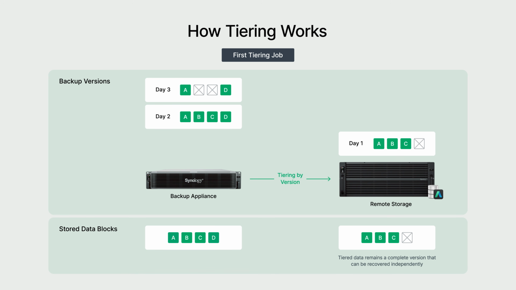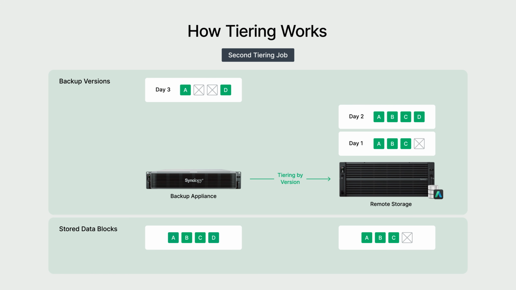The oldest version, version 1, is fully moved to remote storage, keeping the data accessible even if the backup server is unavailable. When tiering runs a second time, version 2 is also moved out. Compared to version 1, version 2 only adds one new data block, D, so only that block is stored in remote storage. On the backup appliance, blocks that are no longer needed are automatically removed. Since version 3 doesn't use blocks B and C, those blocks are deleted, freeing up local storage space.